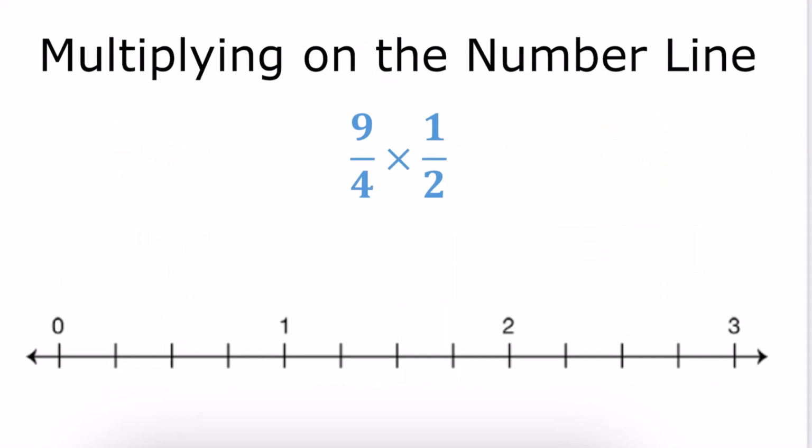And another way that you can help them visualize it is to multiply on the number line. So if I had 9/4 times a half, 9/4, if I count on the number line, I would have 1, 2, 3, 4, 5, 6, 7, 8, 9/4. So this is the point, 9/4.